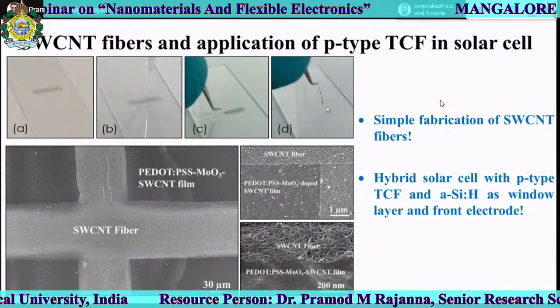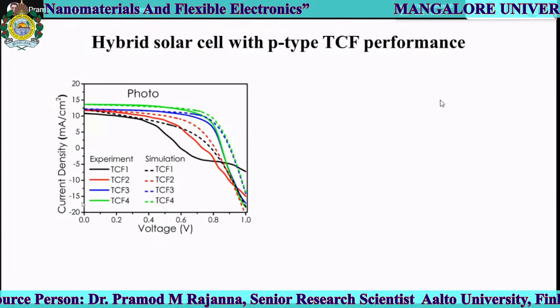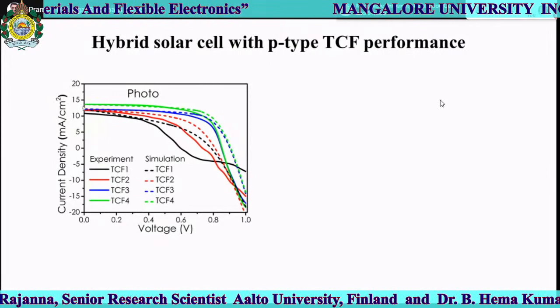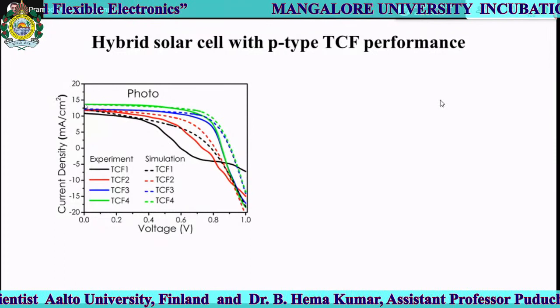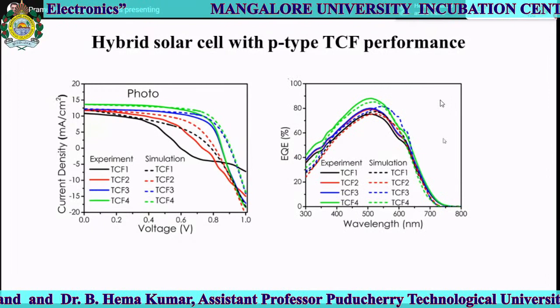And then when we test the performance of the devices, the JV characteristics, what you see on the y-axis is the current density and the x-axis is the voltage. You see that for the TCF 3 and 4 devices, we have the highest current density and fill factor. If you look at the y-axis, for the green solid line and the dotted lines, the dotted lines are from the simulation that I made, and the experimental values are here. The green solid and dotted lines perform the highest, which means that TCF4 is the best performing device.